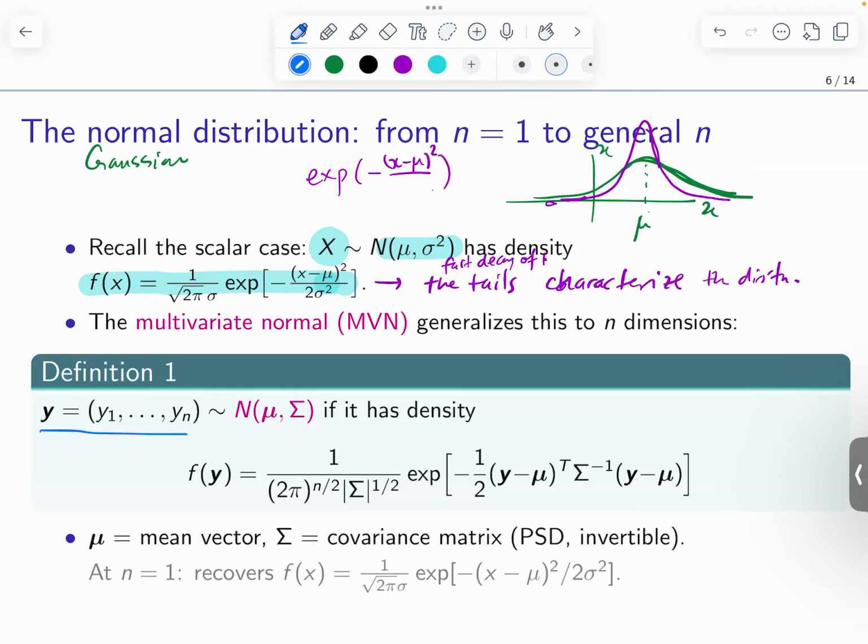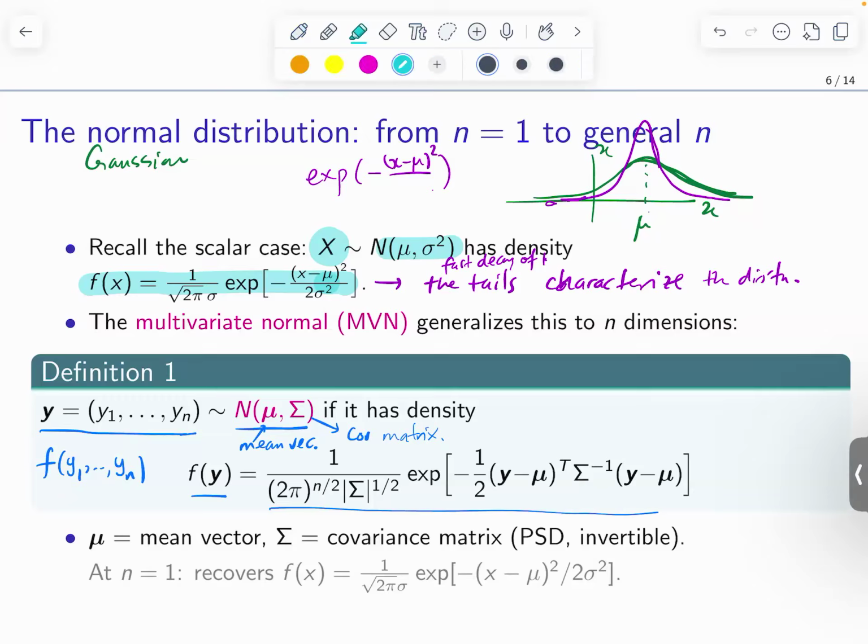So you have a vector y1 up to yn, and we write it like this. It has distribution normal with mean mu and now a covariance matrix sigma. So it has two parameters: a mean vector and a covariance matrix, which replaces mu and sigma squared in the univariate case. It's defined by the density, which is now a function of multiple variables, y1 up to yn. That's the density of a vector, and it's given by this quantity.